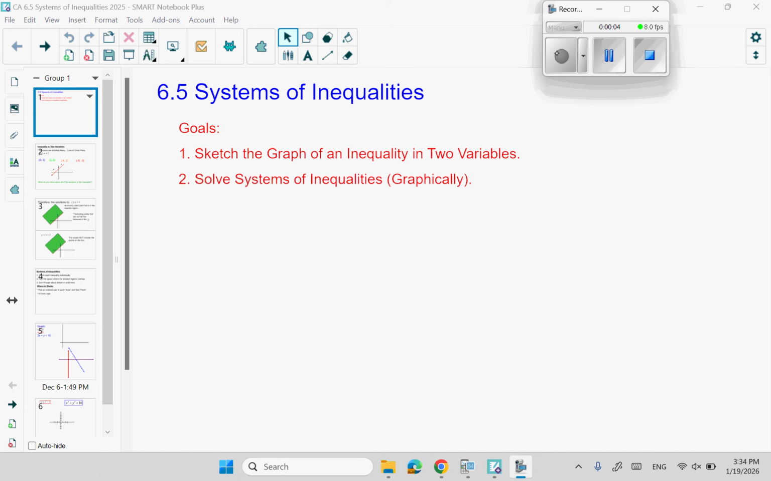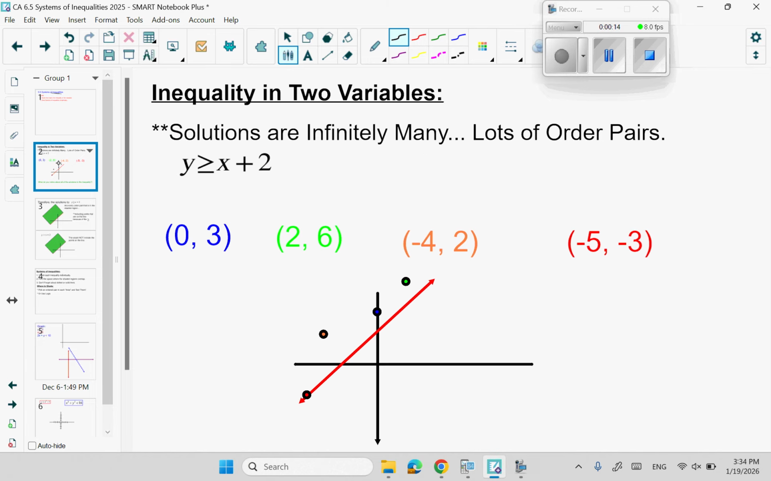Today we're going to talk about systems of inequalities. The only difference today is we're going to have some inequalities instead of the equal sign. So, recall that when we graph these, you create a bunch of situations.